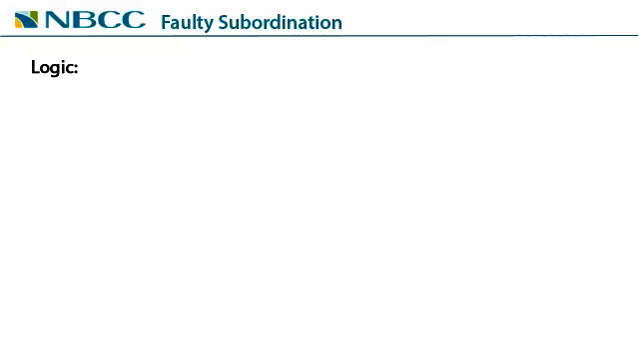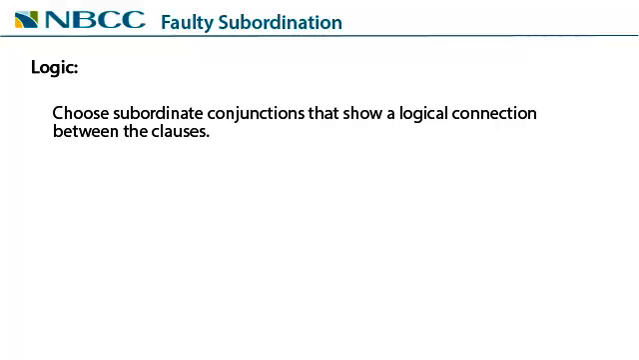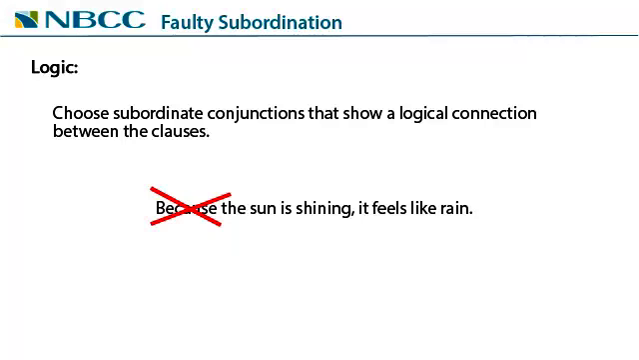To avoid faulty subordination, choose subordinating conjunctions that show a logical connection between the clauses. For example, because the sun is shining, it feels like rain. Obviously, because doesn't make sense in this sentence. The correct subordinating conjunction would be although.